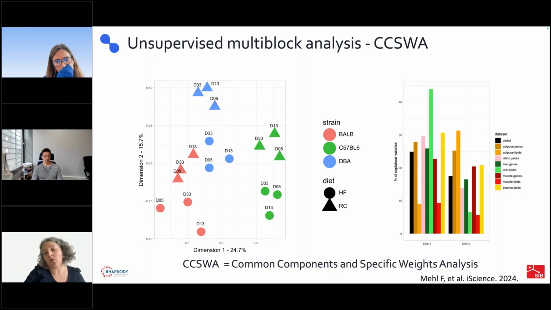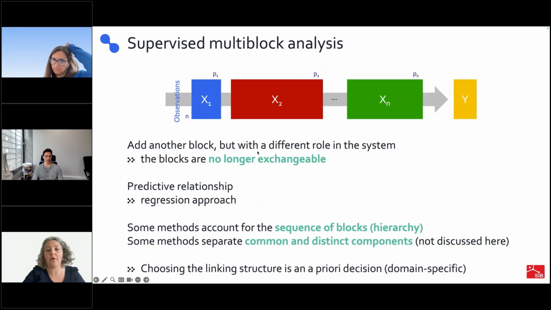We see that all the different data sets have information related to the biological phenomenon, but we wanted to understand how the mice regulated their fasting glycemia. So then we jump to a supervised multi-block analysis, where the blocks are no longer exchangeable, because you have a block of response here, and you cannot exchange the block of data with the block of response.